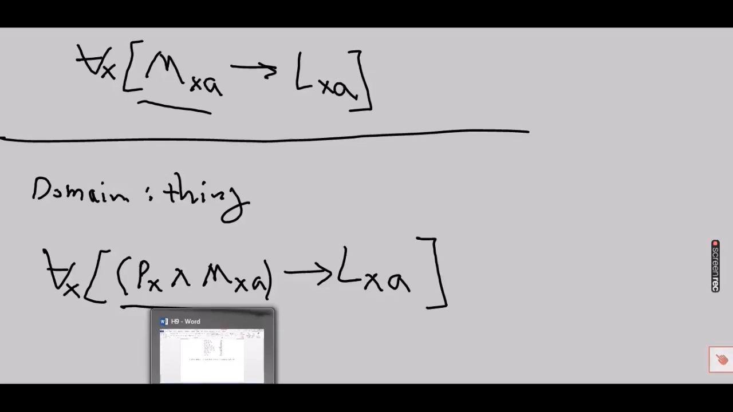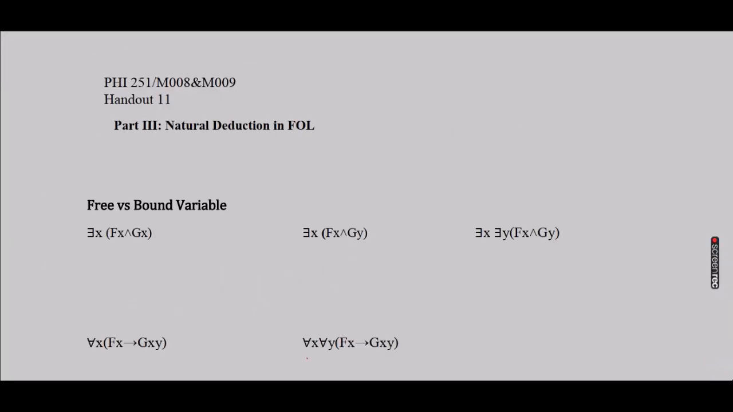In the second part, we are going to deal with natural deduction in first order logic. The last part of class today, we're going to talk about natural deduction in first order logic. Basically, what we're going to do is that we're going to add to the rules that we had from truth functional logic some new rules that will allow us to deal with quantifiers. Before I talk about the new rules, we need to talk about the notion of a free variable and also the notion of an instance of a quantified statement.